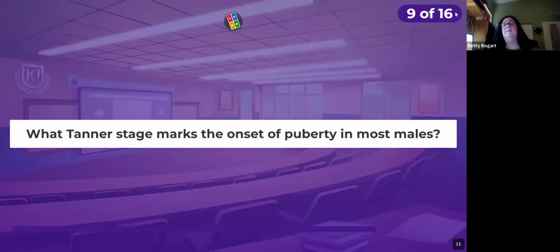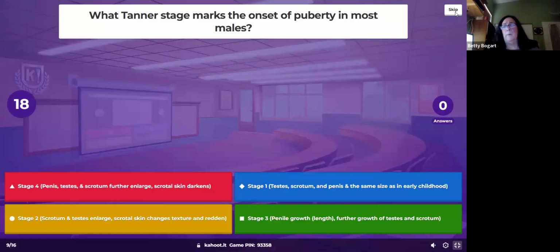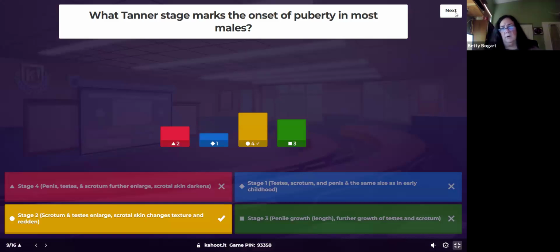What Tanner stage marks the onset of puberty in most males? So remember, Tanner has 5 different stages. One means they're not mature at all, and 5 means they're completely mature and grown up. The initial stage in males is stage 2, when the scrotum gets enlarged. Remember, the only 2 you've got to figure out for a question are 3 and 4, because 1 is nothing, 2 is the scrotal enlargement, and 5 is they're completely grown.